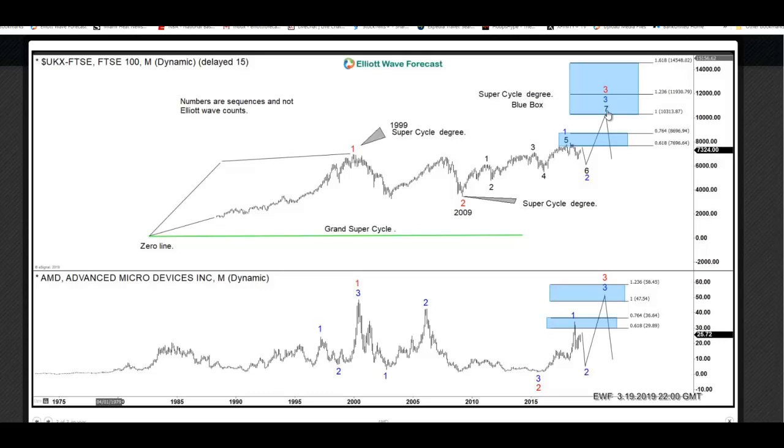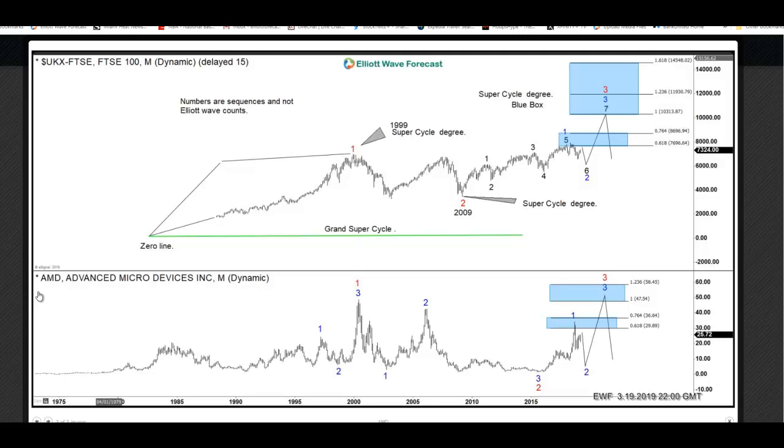Most people know that at Elliott Wave Forecast we use a lot of sequences to forecast the market. And sequences are not Elliott Wave counts, like it's saying in the charts. They are sequences, swing correlations, numbers of swings, nature of the swings, and things like that, and no Elliott Wave labels.